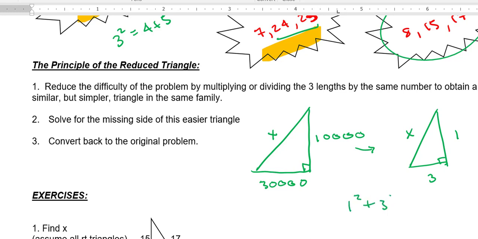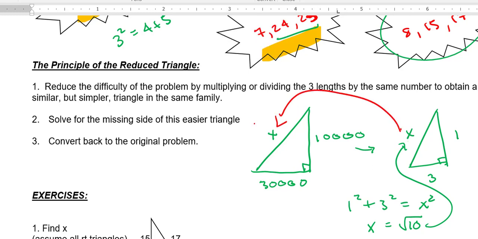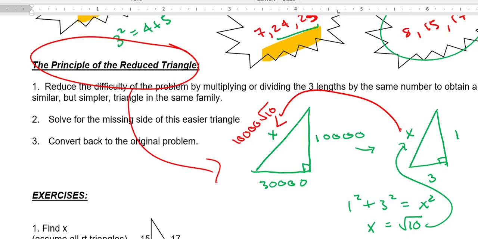1 squared plus 3 squared equals x squared. In this case, x is going to end up being equal to the square root of 10. And then, since I know that this is the square root of 10, in order to get it back to this over here, I multiply it by 10,000. So this will be 10,000 times the square root of 10. And that is the idea of the principle of the reduced triangle.